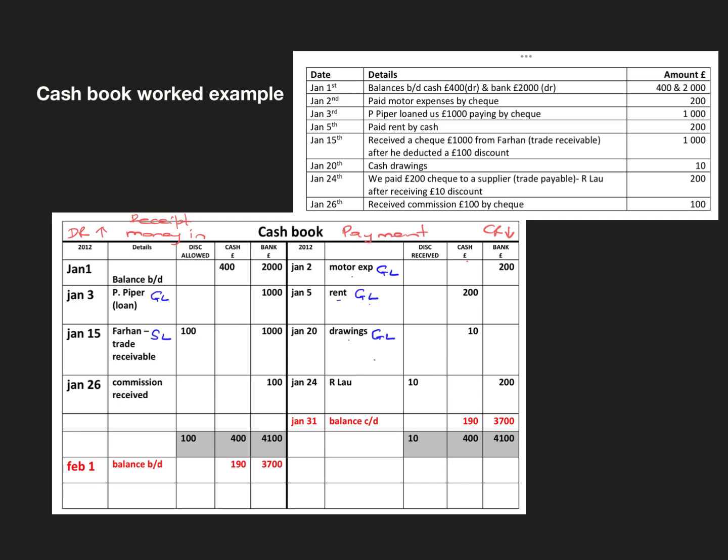Now, just to tag our transaction, I'll go back to Law because I did not tag Law. Law is a trade payable, so Law's account should be found in the purchases ledger as a trade payable, and commission received will be found in the general ledger.